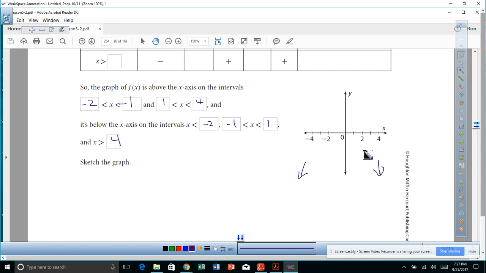Okay, we know that. All right, where does it cross the x-axis? It crosses the x-axis at negative 2, negative 1, 1, and 4. Okay, so I got this leg over here a little bit too far, so it's going to go something like this right here. And it'll look like that, sort of, kind of, maybe, close to it.